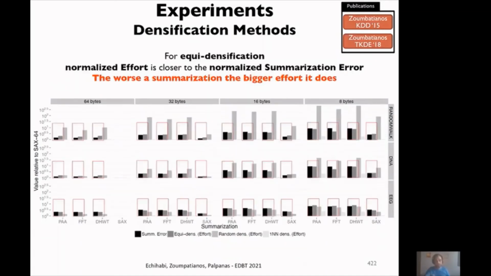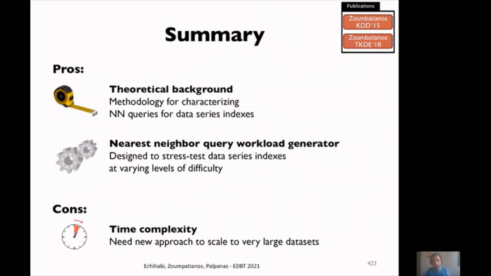And then what happens is that essentially we see that the worse the summarization is, the more effort it does. So essentially you can capture this degradation of summarization quality in terms of actual work done by the index. And this is exactly what we want from a good benchmark.